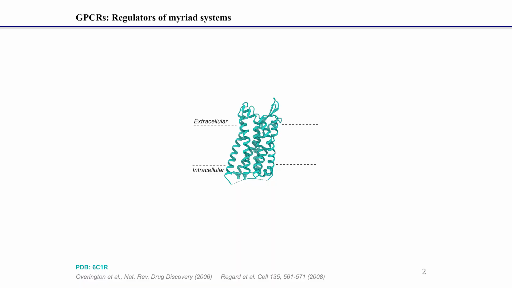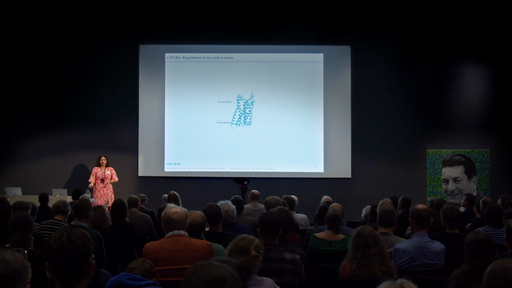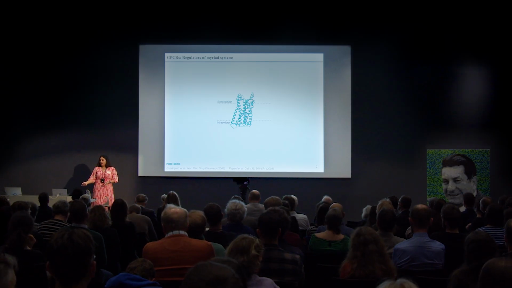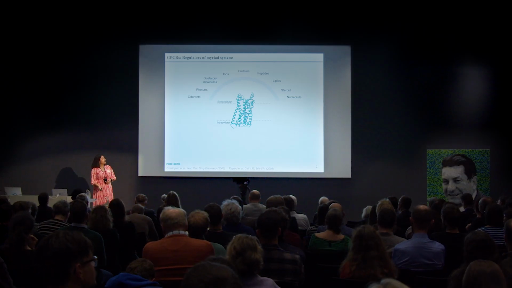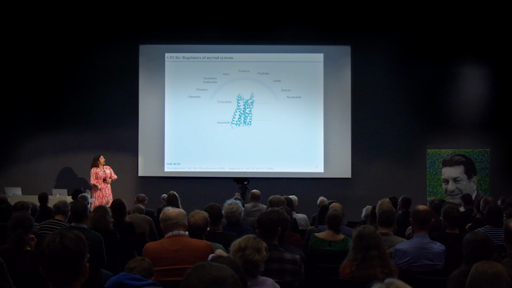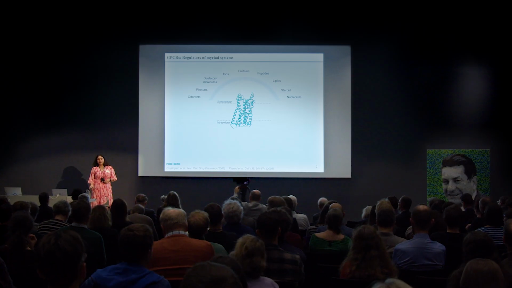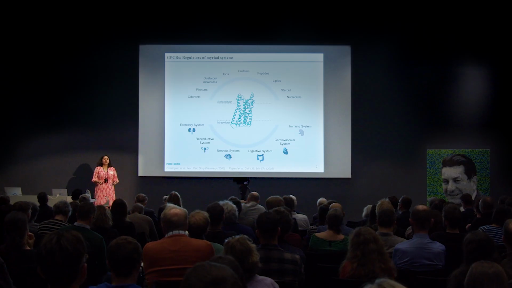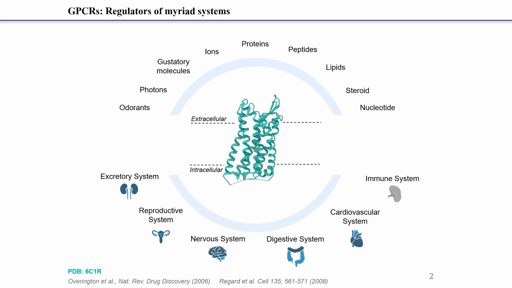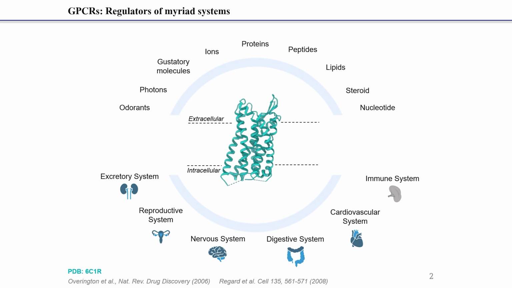GPCRs represent the largest class of cell surface receptors. They comprise of more than 800 different members in the human genome, and they can perceive a wide array of chemically divergent stimuli ranging from odorants, photons, gustatory molecules to ions, proteins, peptides, and even lipids, steroids, and nucleotides. And in response, they play an important role in regulating almost all of our major physiological systems.